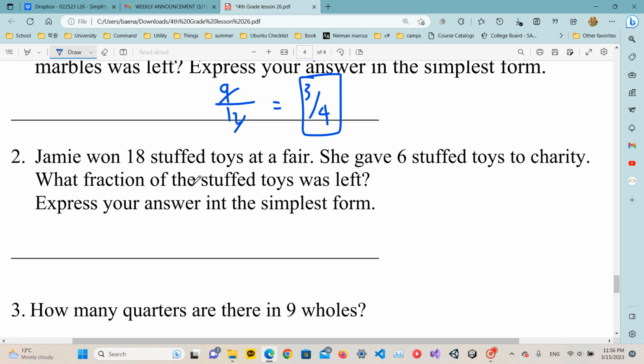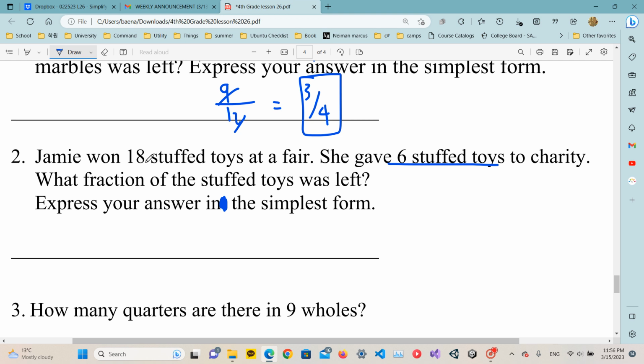Okay. Let's do number 2. Jamie won 18 stuffed toys at a fair. She gave 6 stuffed toys to charity. What fraction of the stuffed toys was left? Express your answer in the simplest form. Okay, this "int" means integer, but I don't think they meant that.